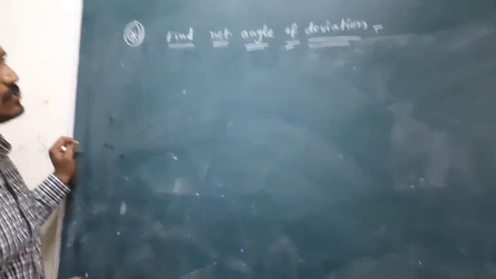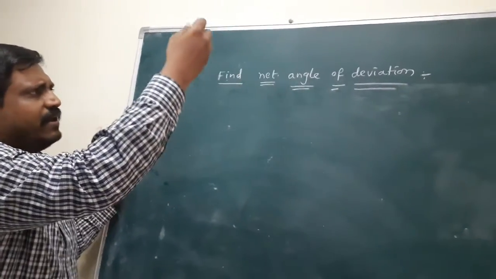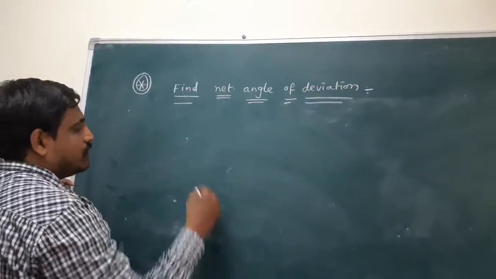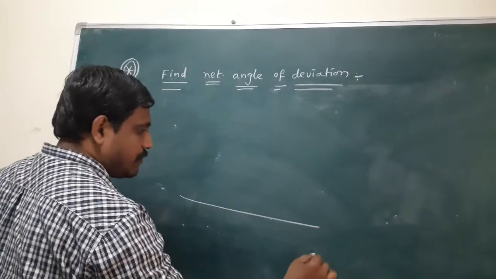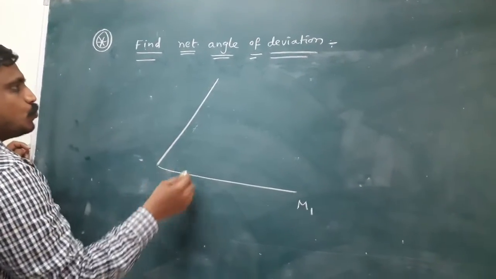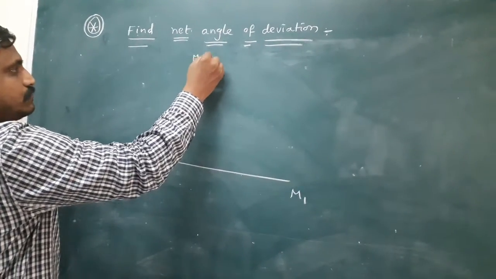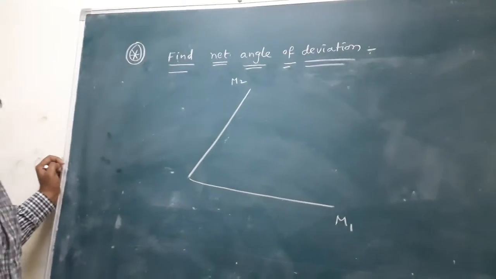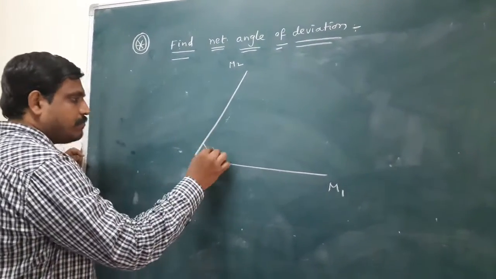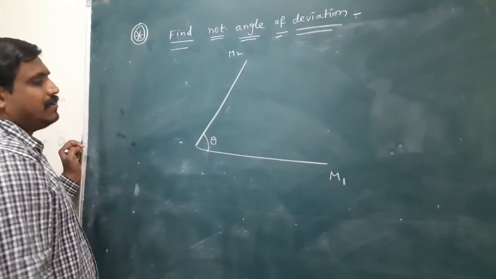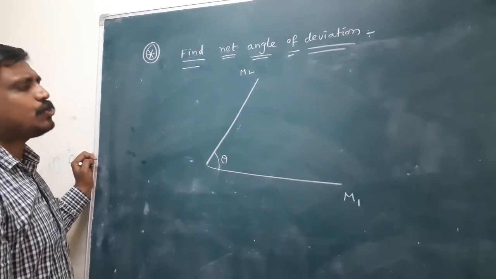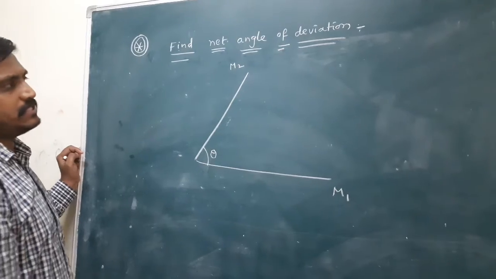I am going to discuss today how to find the net angle of deviation. Here, this is the question. This is the mirror M1, this is the mirror M2. Two mirrors are arranged. These two mirrors make an angle theta. Here theta is the angle between two plane mirrors.